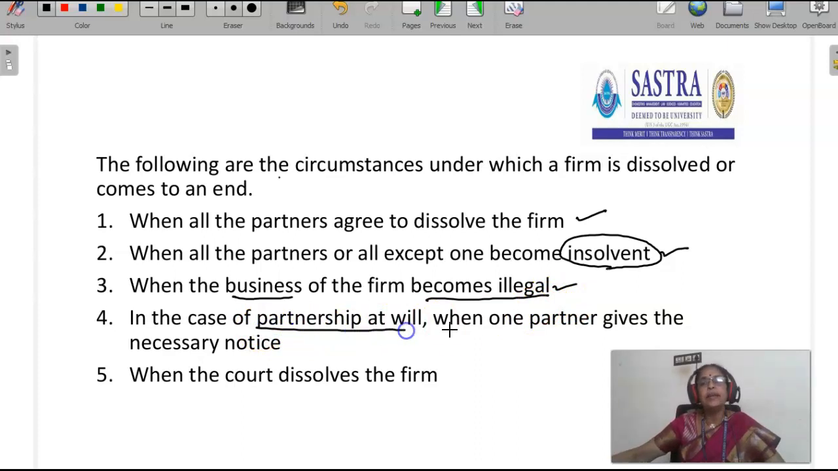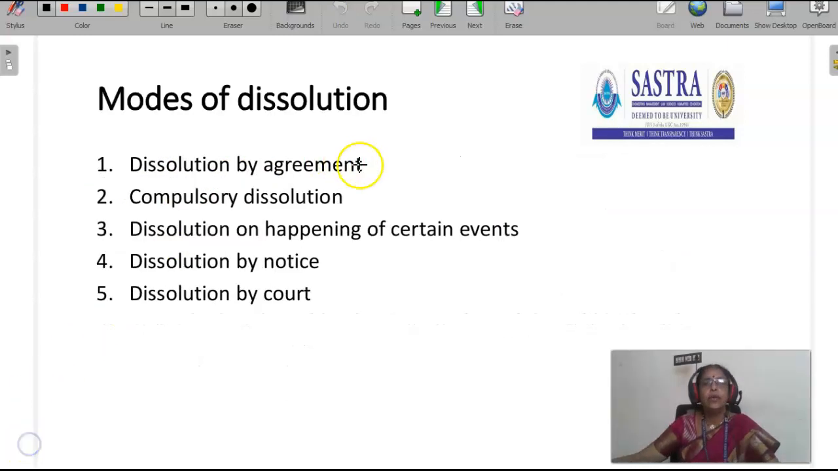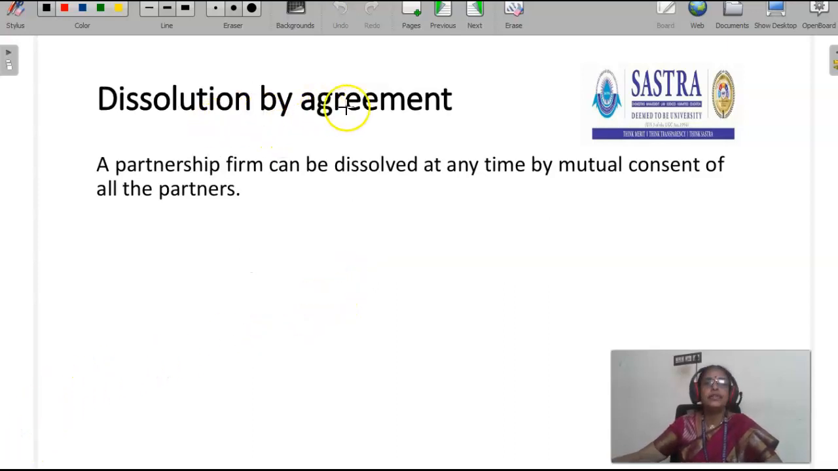In case of partnership at will, when one partner gives the necessary notice, or sometimes when a court interferes and dissolves the firm. These are all the circumstances under which a firm is dissolved. Dissolved means it totally comes to an end. Permanently it stops its business. Mode of dissolution: dissolution by agreement, compulsory dissolution, dissolution on happening of certain events, dissolution by notice, dissolution by court. First one, dissolution by agreement.